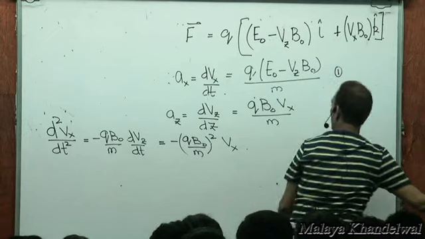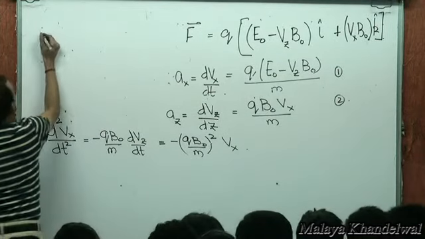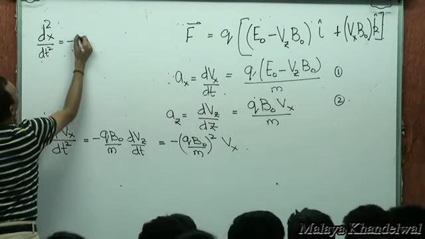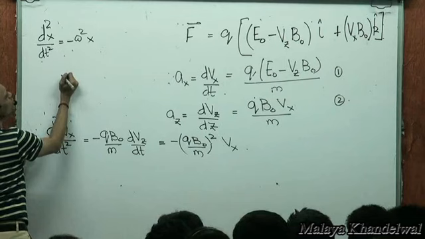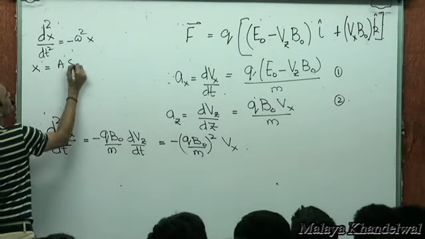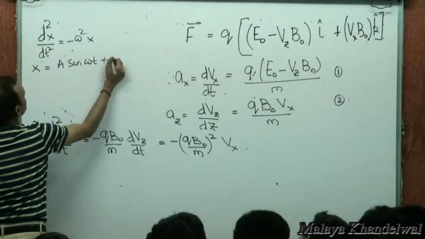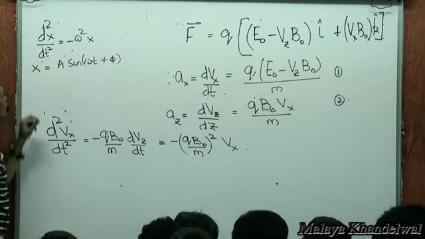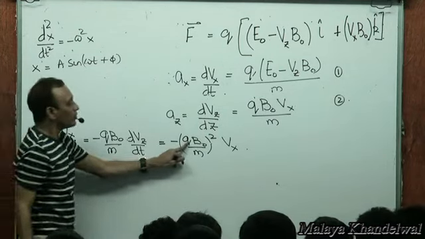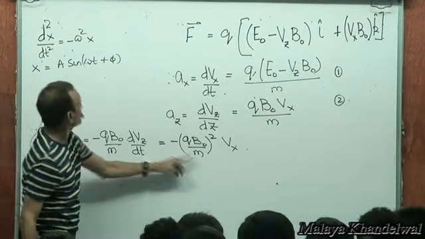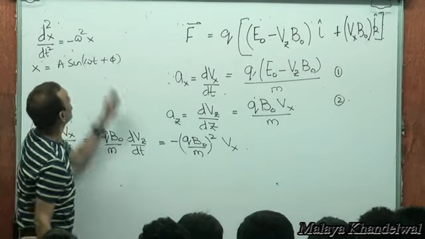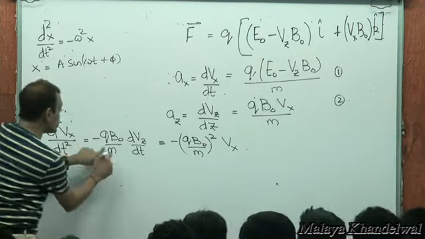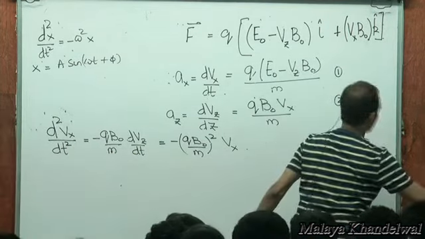See, when I solve this equation in simple harmonic motion, d2x dt2 is minus omega squared x. What was the solution to this equation? X is some a sine omega t plus phi. Yes or no? That was the solution. Now, it's the same equation with omega being qB naught by m, and instead of x, you have Vx. Yes or no?